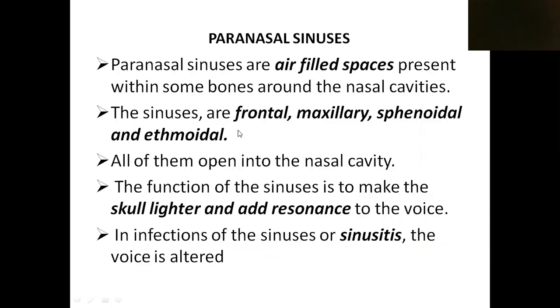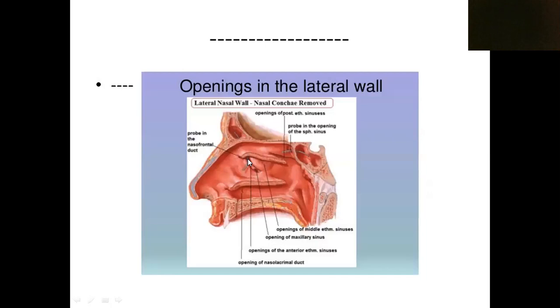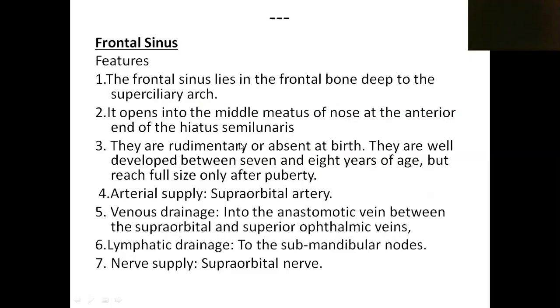It is seen deep to the superciliary arch, and it opens into the middle meatus of the nose. Yesterday we went through the middle meatus: ethmoidal bulla, hiatus semilunaris. Here we can see the opening of the frontal air sinus, in the anterior part of the hiatus semilunaris. May not go to the details. It is rudimentary at the time of birth, and it is well developed after puberty.